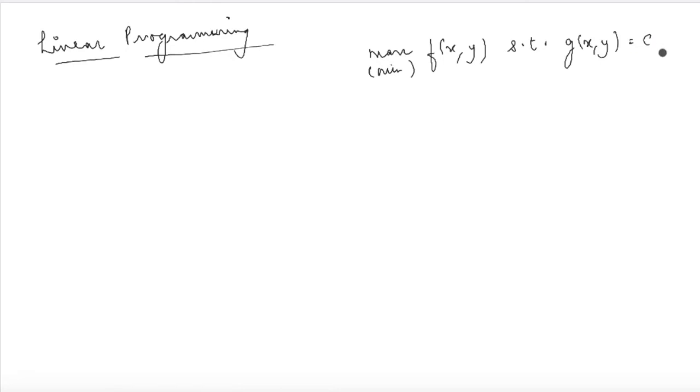Now, if you look, this constraint is a constraint of equality, where you have an equality sign here. You also have economic problems where you have to maximize or minimize an objective function subject to constraints which do not have an equality sign. Instead of an equality sign, you have an inequality sign. So when you have an inequality sign in the constraint function, then we use this method of linear programming.